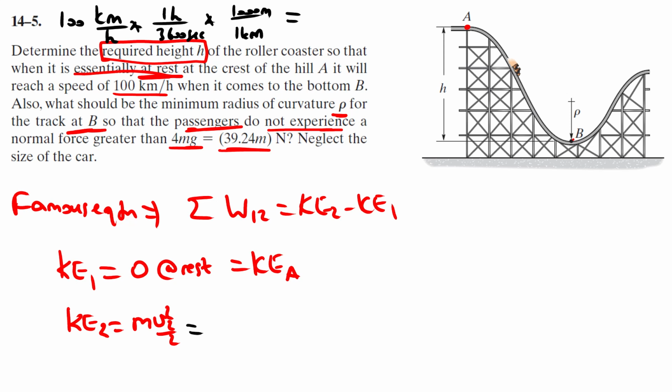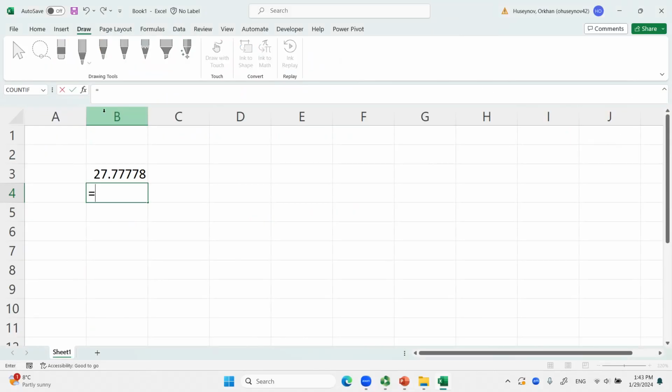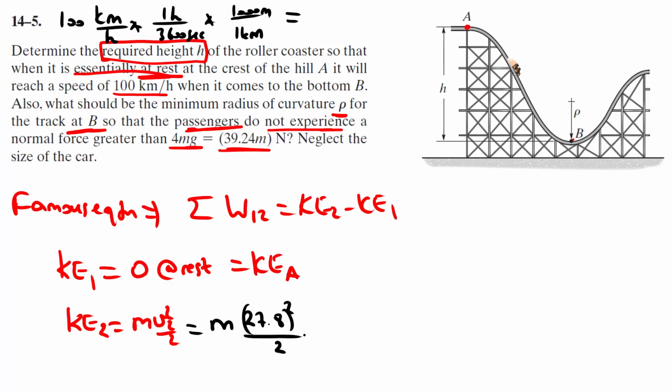So that will be, the m is not given, 27.8 squared by 2. Okay. That is the kinetic energy at point 2. So let's take the square of it and then divide by 2, and that makes 38.80 m. Okay. And then there comes the net work, or the works acting from 1 to 2.